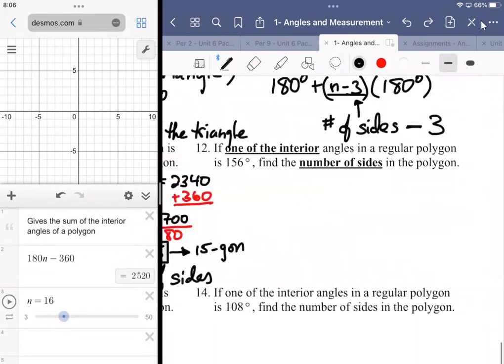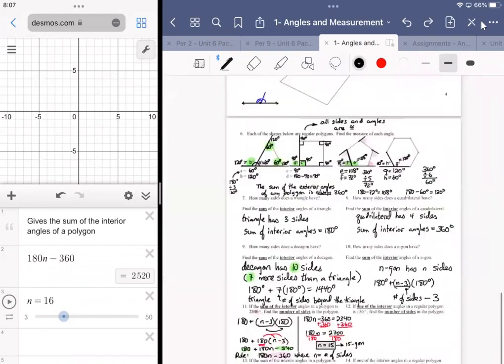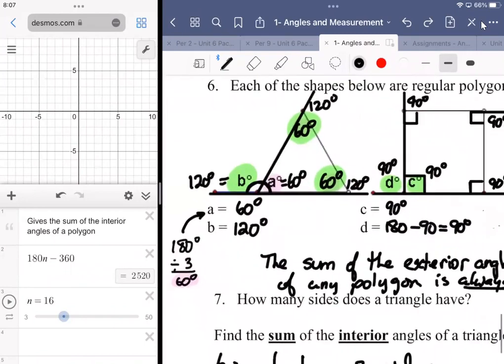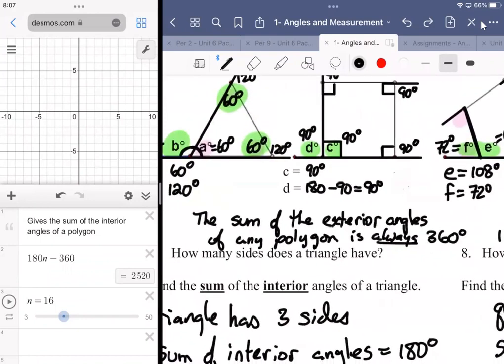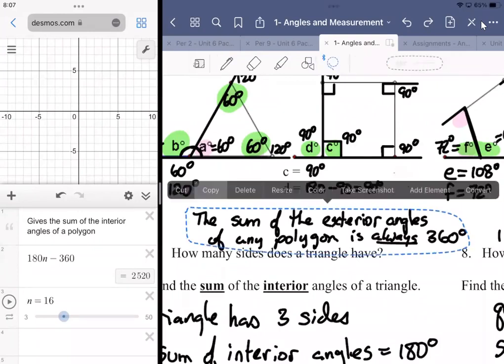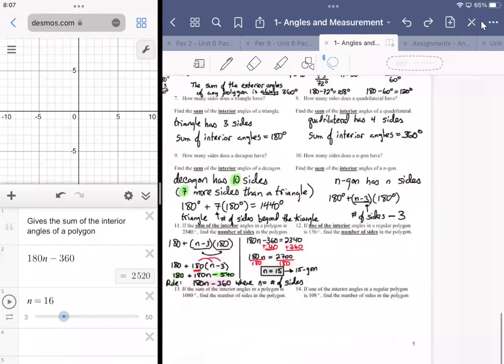But it doesn't really help us with number 12, because if one of the interior angles in a regular polygon (they said pentagon would already be done) is 156, find the number of sides in the polygon. So that goes back to what we were talking about up here. The sum of the exterior angles of a polygon is always 360 degrees, right? Now that may not seem useful at all, but it's incredibly useful, just indirectly. So let me go back down here. I'm going to copy and paste it in there.